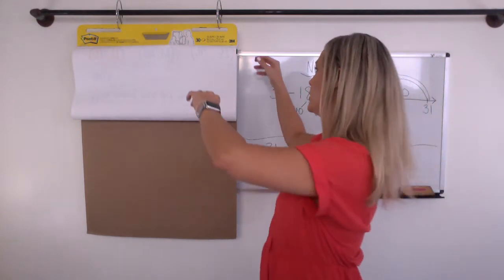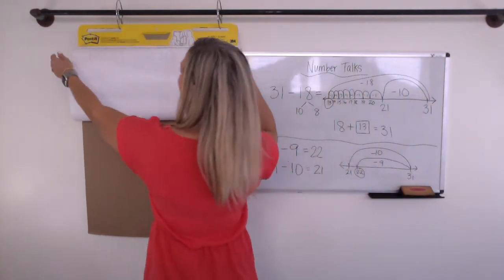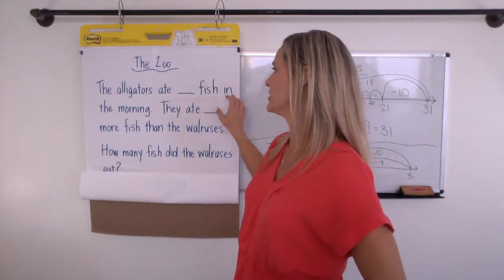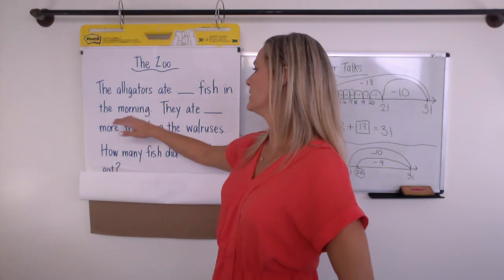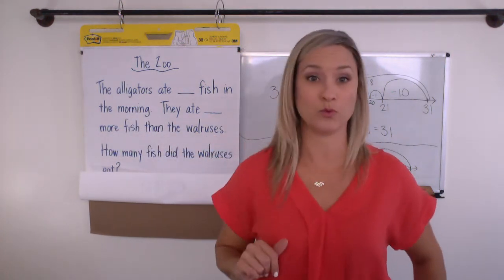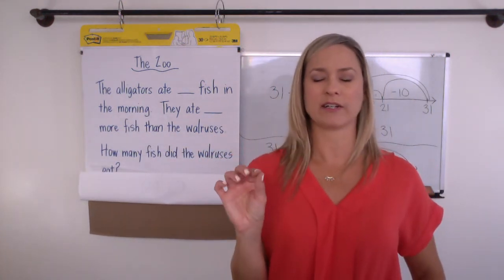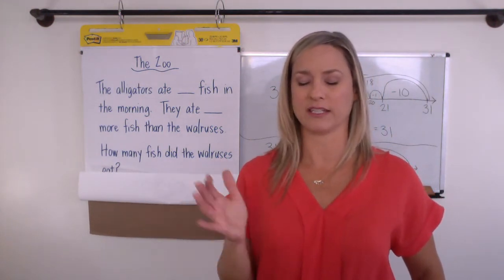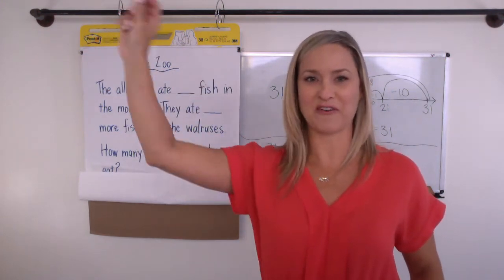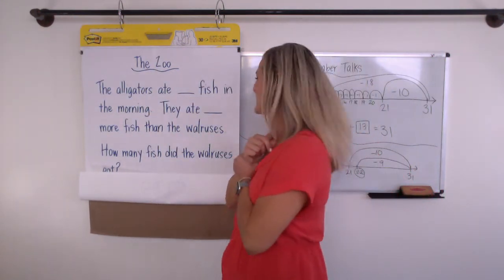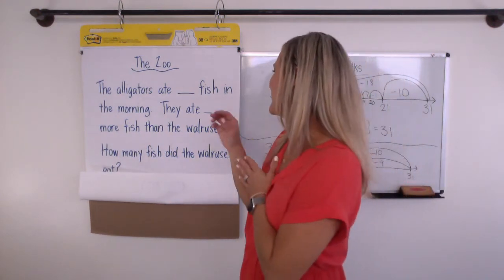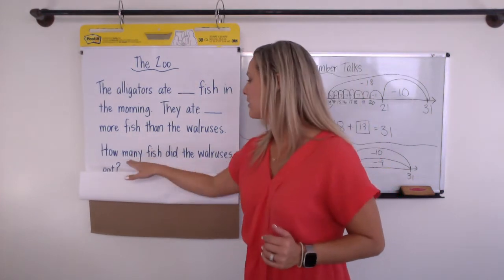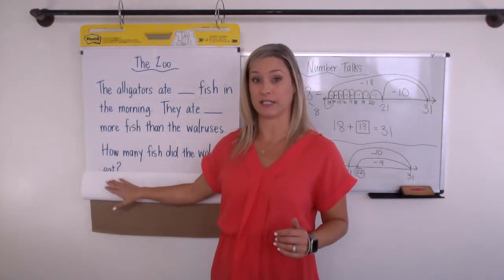We're going to talk about the zoo and the animals in the zoo that eat some fish. We've got the alligators ate fish in the morning. They ate more fish than the walruses. Okay, so imagine the alligators in your mind. Okay, now they're eating a lot of fish. Imagine it. You see it? It's almost scary. I feel sorry for whoever has to feed them. I don't want my hand grabbed off by the alligator's mouth. Okay, so they ate more fish than the walruses. How many fish did the walruses eat?